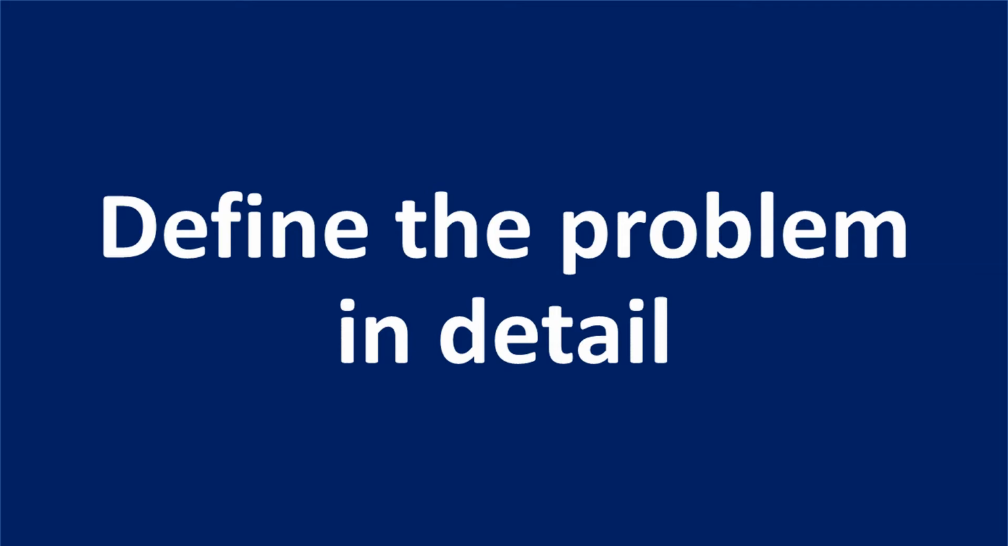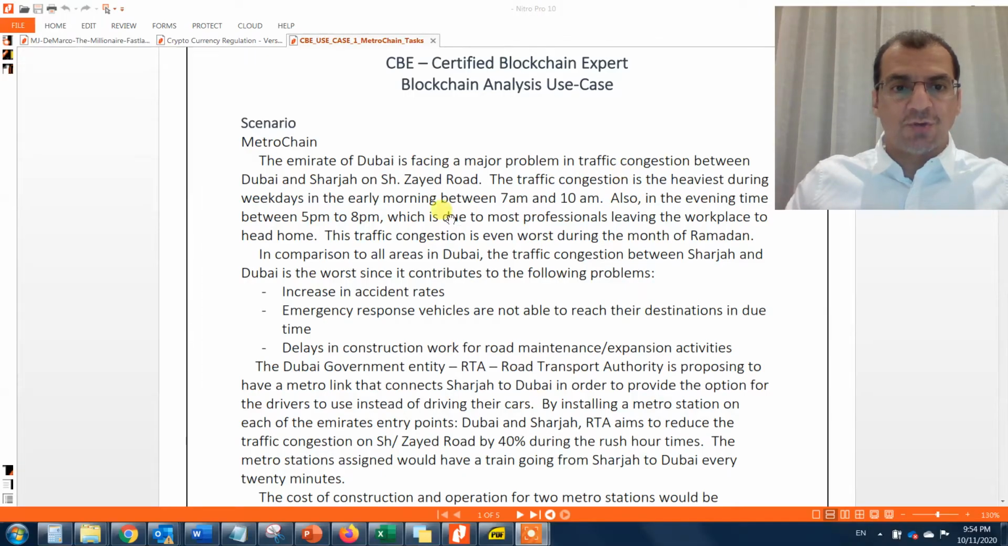So the Emirate of Dubai is facing a major problem of traffic congestion between Dubai and Sharjah on Sheikh Zayed Road. Sheikh Zayed Road is a major highway between Dubai and Sharjah. It has, I think, about 8 or 9 lanes. The traffic congestion is heaviest on weekdays in the early morning between 7 a.m. and 10 a.m., and also in the evening between 5 p.m. and 8 p.m., when most professionals are leaving the workplace to head home.